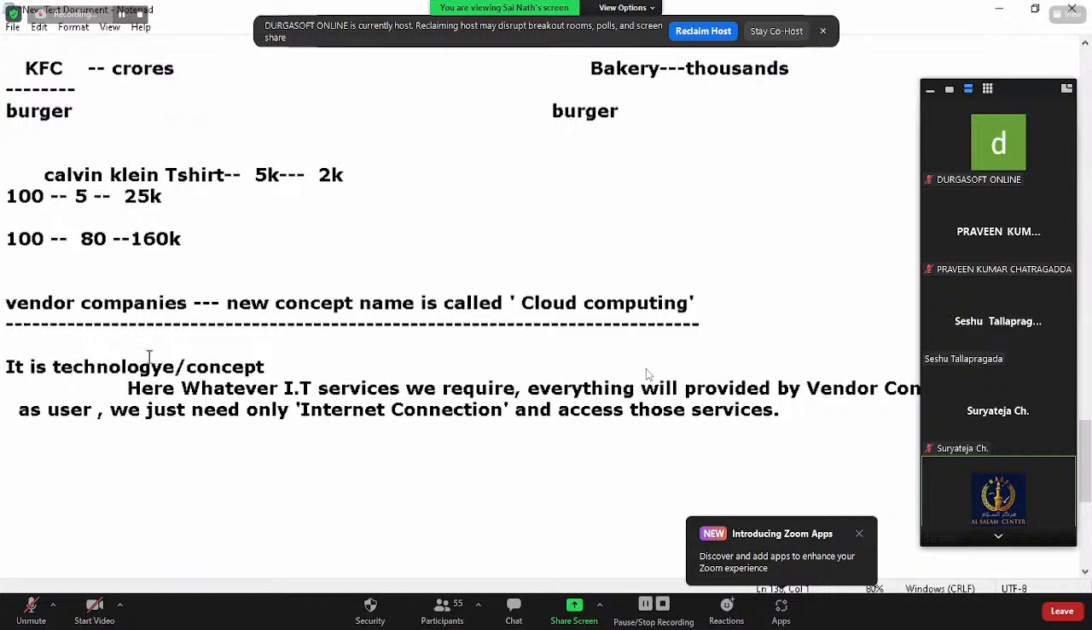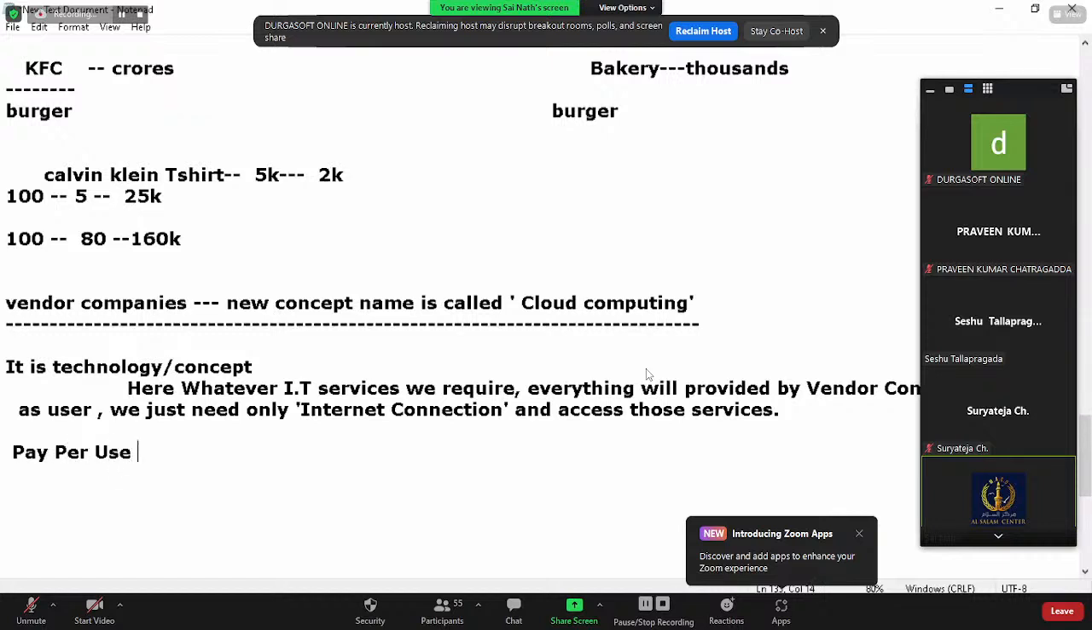What is this? It's a technology or a concept. Here, whatever IT services we require, everything will be provided by whom here? Vendor company. As a user, we just need only what? Internet connection and access those services. And how much services we are using? For that service only we need to pay. This is called a pay-per-use model.